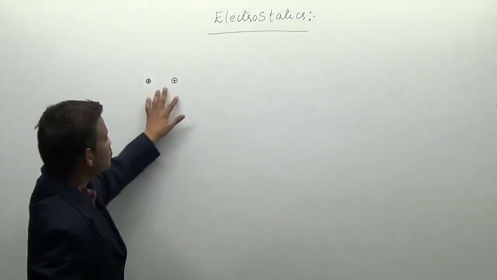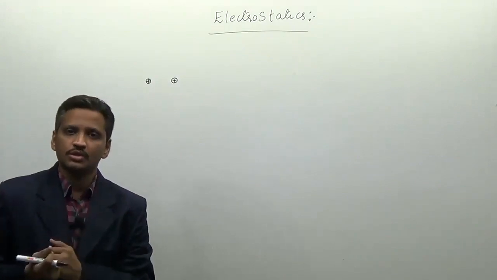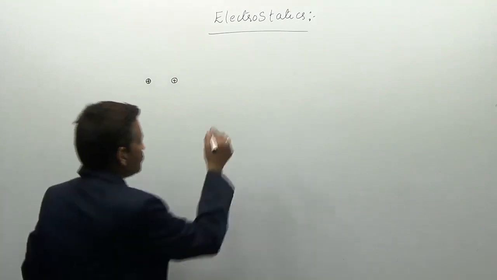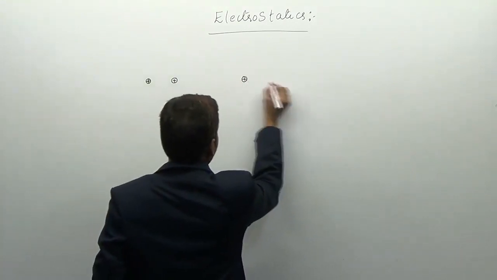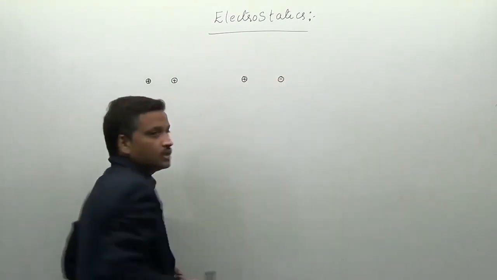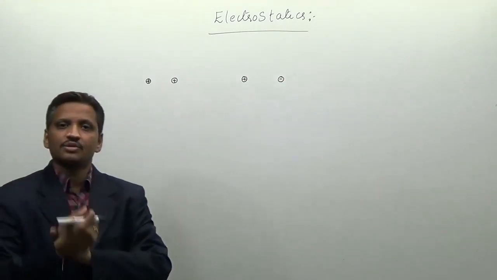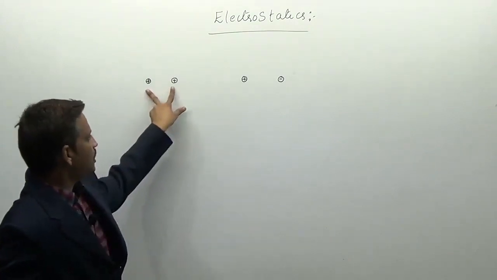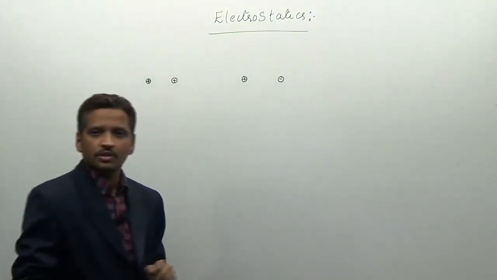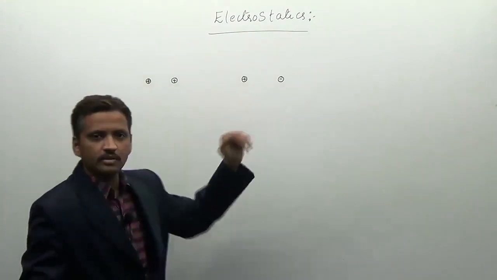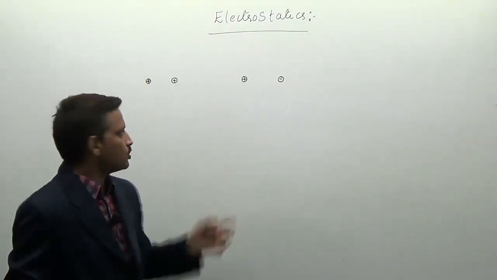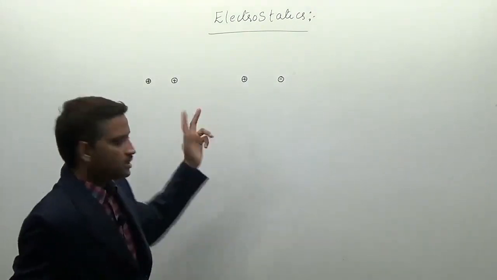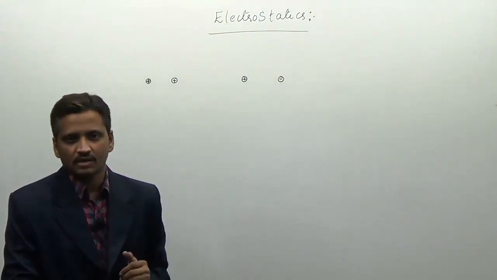But how these two positive charges, when you bring them closer, are going to repel each other, that we are going to see here. And if you have a positive charge and a negative charge closer to each other, then there is a force of attraction between them. So two like charges always repel each other, and two unlike charges always attract each other. Two positive charges or two negative charges always repel, and one positive and one negative charge will always attract.